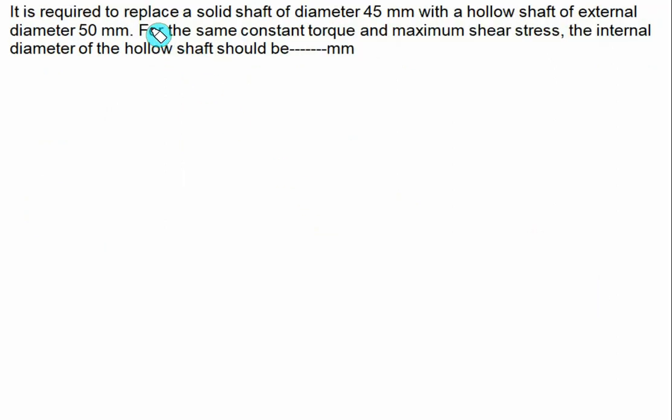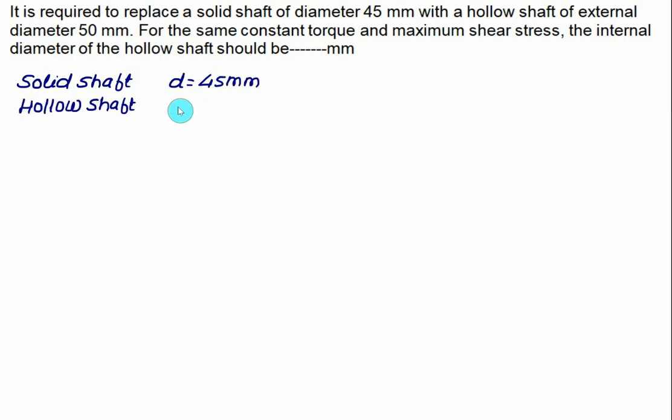It is required to replace a solid shaft of diameter equal to 45 mm with a hollow shaft of external diameter equal to 50. For the same constant torque and the same maximum shear stress, the internal diameter of the hollow shaft you have to find out. So for the solid shaft we have given the diameter D equal to 45 mm, and for the hollow shaft the external diameter DO is given as 50 mm, and we need to calculate the internal diameter DI.